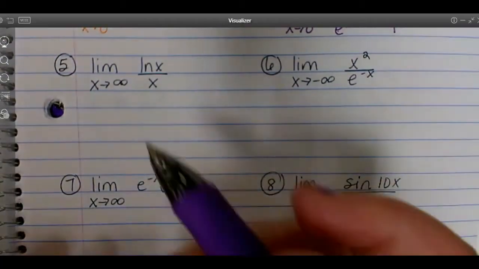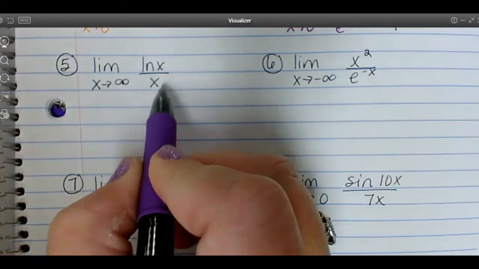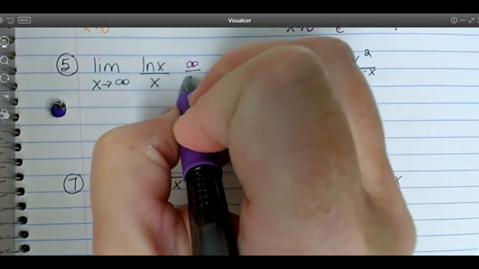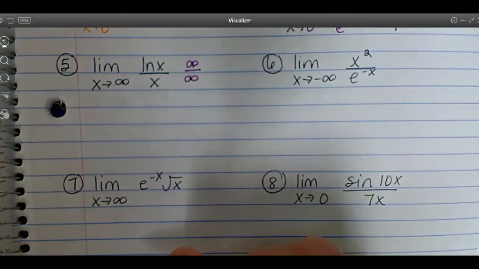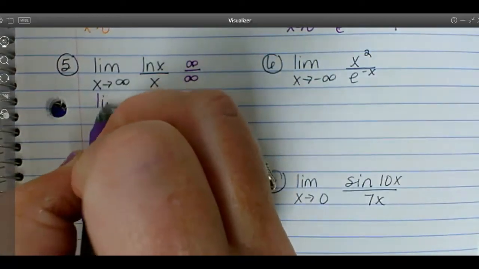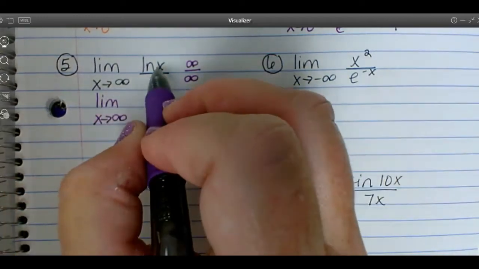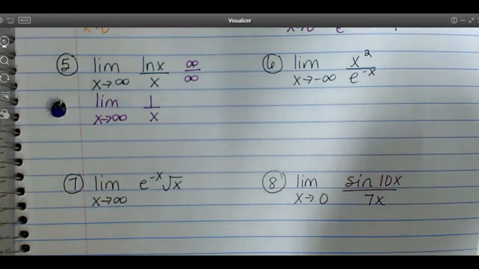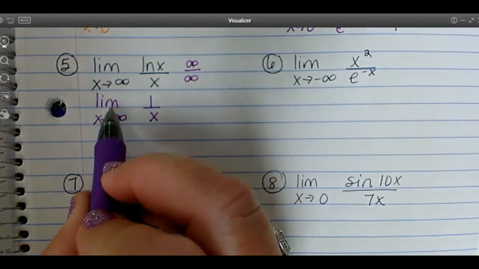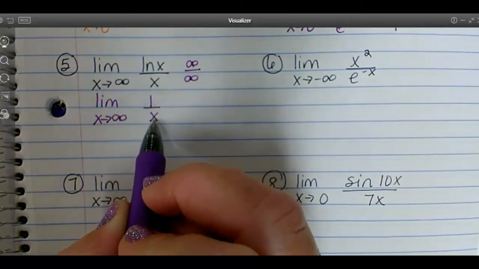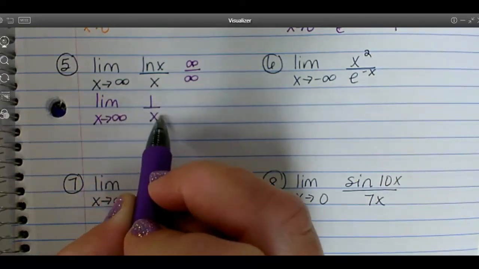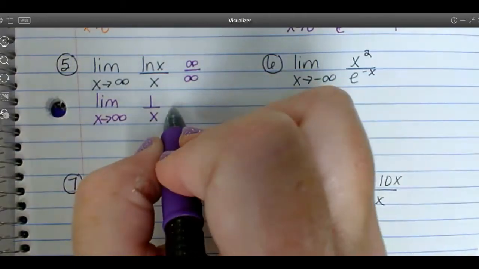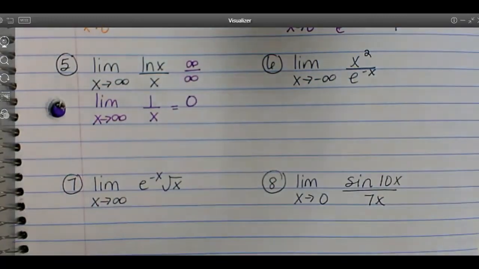Number 5. The limit as x approaches infinity of natural log of x over x. When I plug in infinity, I get infinity over infinity. That means I can use L'Hopital's rule. L'Hopital's rule says let's find the derivative of the top, which is 1 over x. The derivative of the bottom is 1, so I can just put divided by 1. Now I'm trying to find the limit as x approaches infinity of 1 over x. Think about plugging that infinity in. That's where we talked about at the beginning that the bottom's getting bigger and bigger and bigger, so the fraction's getting smaller, so that equals 0.